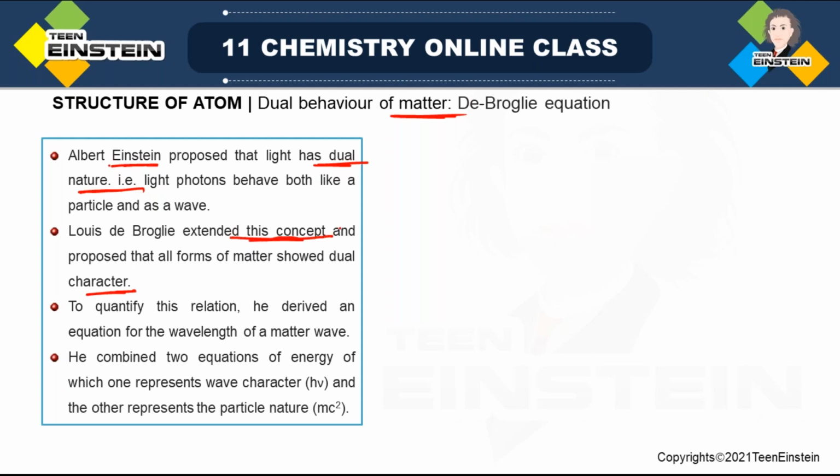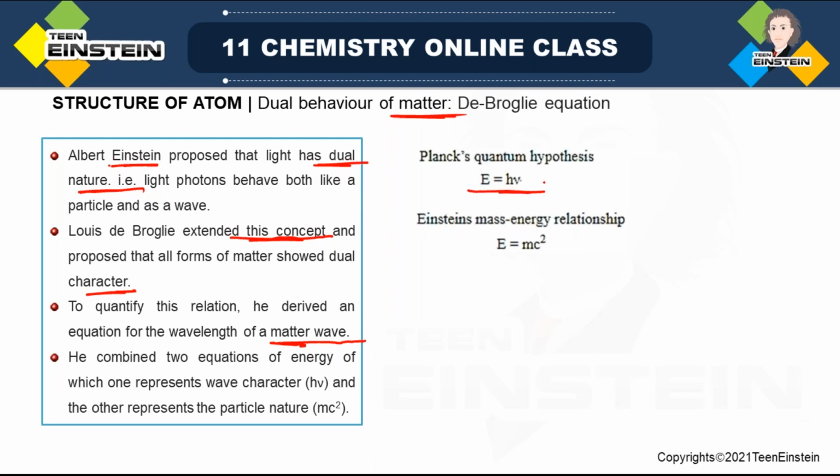Now, to quantify this relation, he derived an equation for the wavelength of matter waves. So you can apply this formula not just for microscopic but also for macroscopic objects. According to Planck's quantum hypothesis, we know that energy is related to frequency by the relationship E equal to h nu, where h is Planck's constant, which has a fixed value, and nu is the frequency.